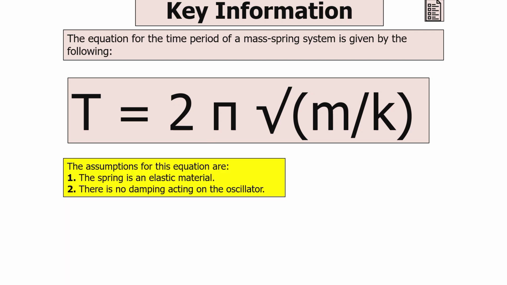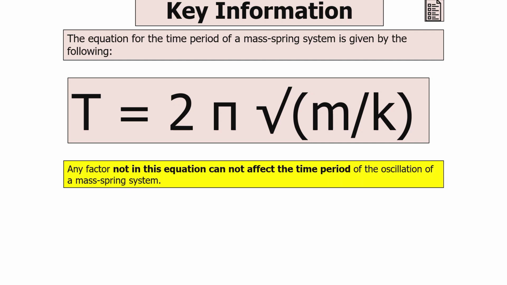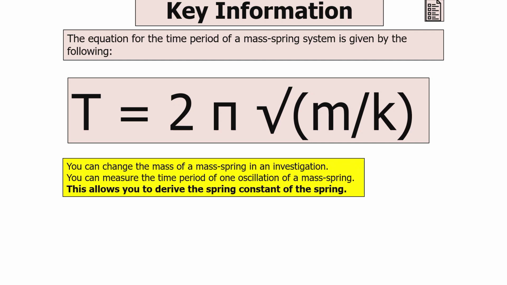Now the assumptions for this equation are that the spring is an elastic material and there is no damping acting on the oscillator. Any factor not in this equation cannot affect the time period of oscillation for a mass spring system. Now you can change the mass of the mass spring in the investigation. You can measure the time period of one oscillation of a mass spring, and this allows you to derive the spring constant of the spring.